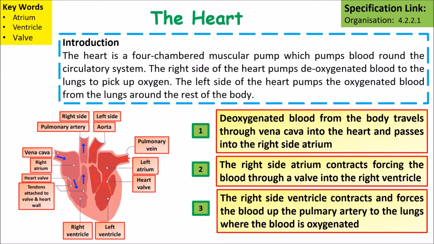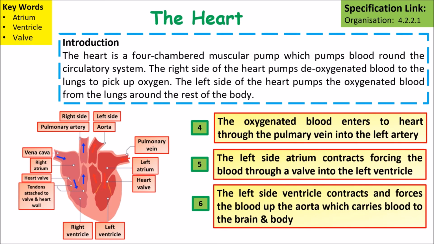So if we look at the physical process, it can be broken down into 6 main stages. Deoxygenated blood from the body travels through the vena cava into the heart and passes into the right hand atrium. The right atrium contracts, forcing the blood through the valve into the right ventricle. The right ventricle contracts and forces the blood up through the pulmonary artery to the lungs where it picks up oxygen.